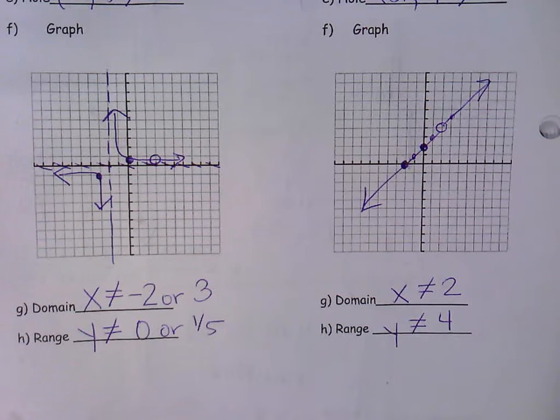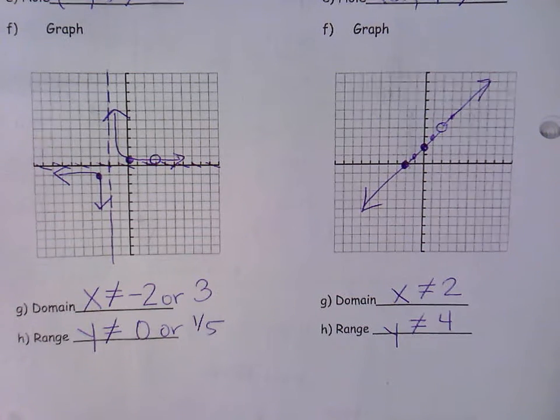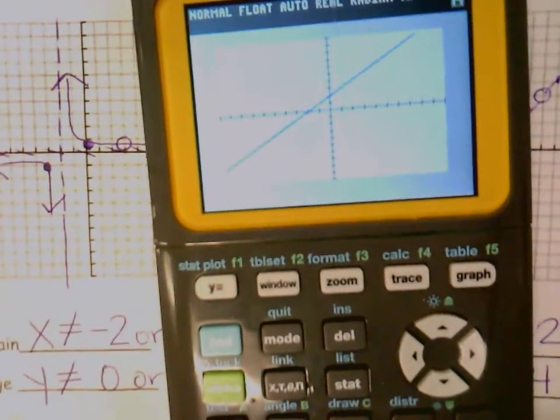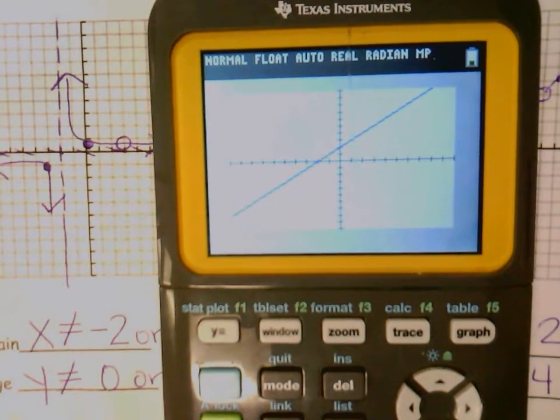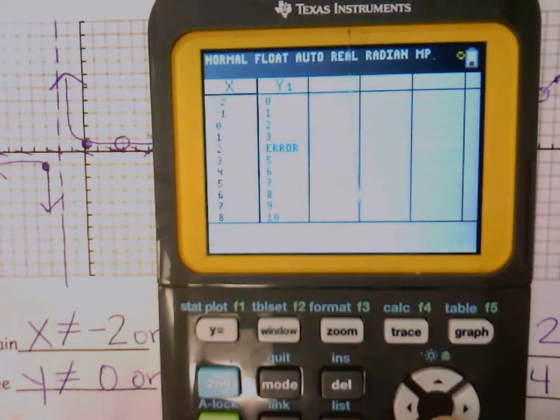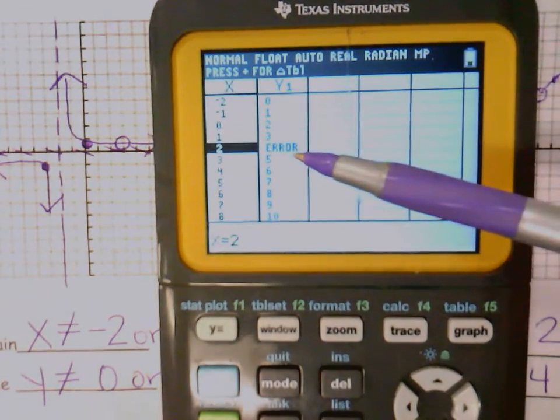And if you graph it, I think you might see the hole. X squared minus 4 divided by x minus 2. Or let's see. I don't know if it's going to be big enough on here for you to see it. Yeah, I can't see that there's a hole in that line, but if I go to the table, there's an error at 2. So there is a hole.